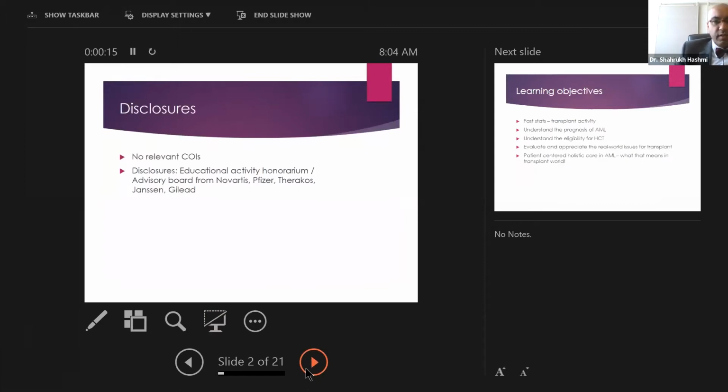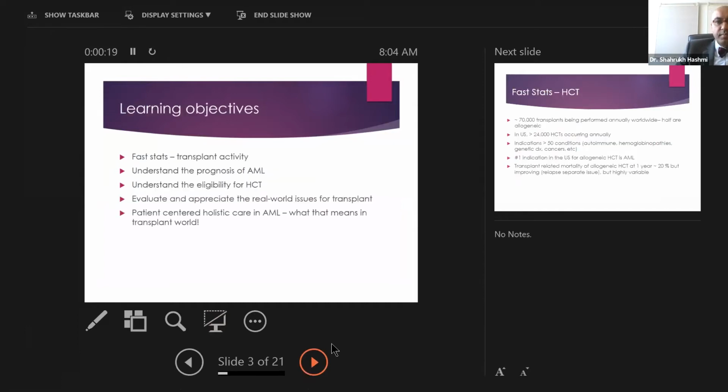I have no relevant conflicts of interest, many disclosures which are here. So today what we're going to talk about is basic transplant activity, understanding the prognosis of AML, understanding the eligibility for transplant, and appreciating the real world issues in bone marrow transplantation for AML. Patient-centered holistic care is something that I'm going to talk about in detail as we go through.